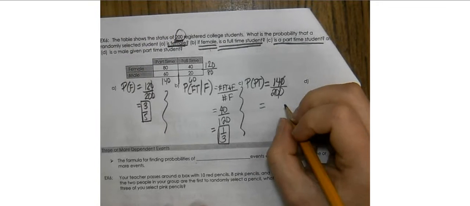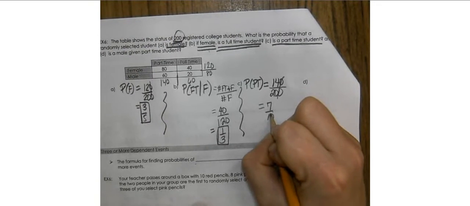Next, letter C says, what is the probability that a randomly selected student is a part-time student? So, probability that we randomly select a part-time student means that we need to identify the total number of part-time students, which in this case is 140, and we're going to divide it by the total number of students, which is 200. So I'm going to eliminate the zeros. 14 over 20 simplifies to 7/10. And that is my probability. The probability that a student is part-time is 7/10.